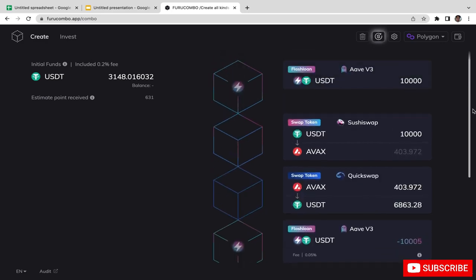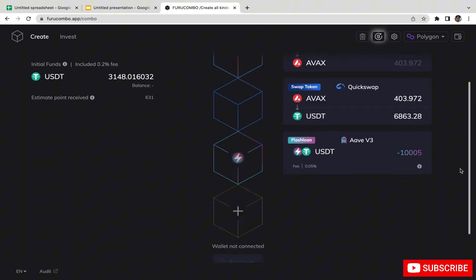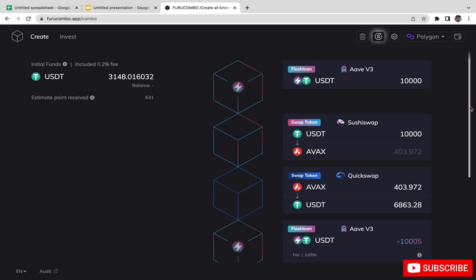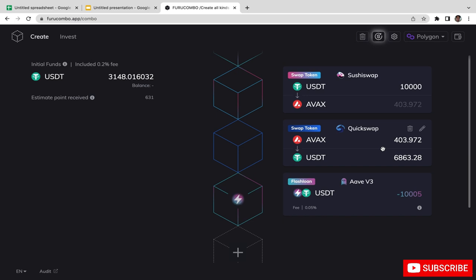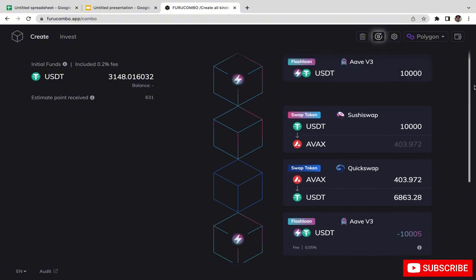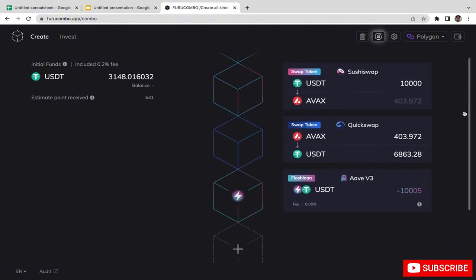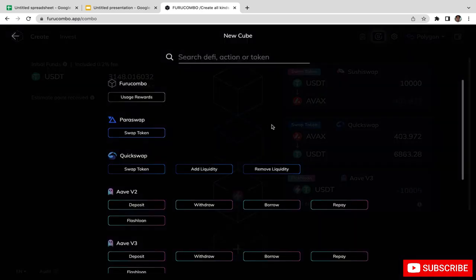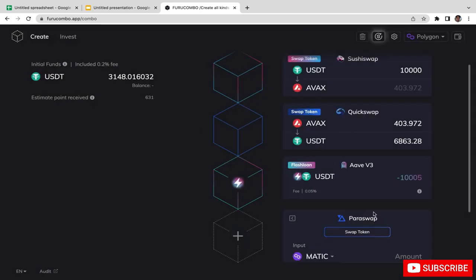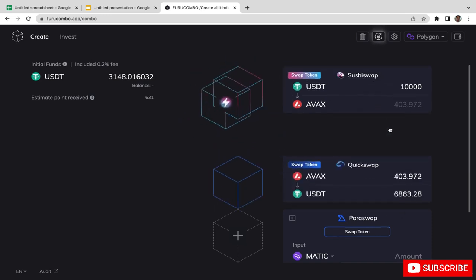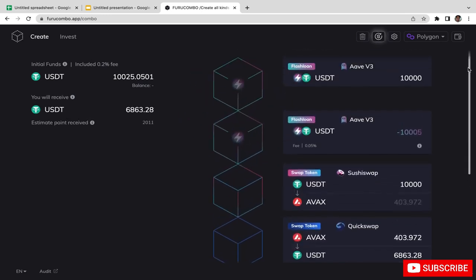Actually, there's one more thing that I would like to show you guys, and it's pretty important, because people have assumptions that, hey, probably you only need to have two decentralized exchanges. No, you can have as many transactions as you want, as many decentralized exchanges involved as you want. Okay, so let's say we add one more decentralized exchange here, which is Paraswap, and we're going to put it in the middle.